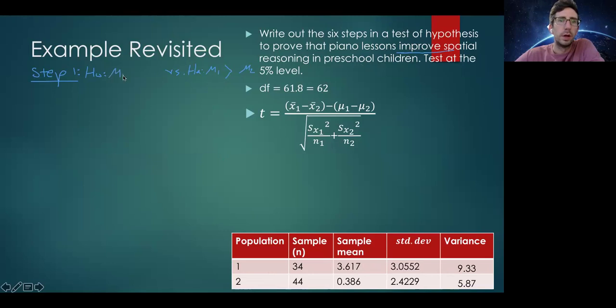And as always, with these differences, we're going to assume that they are just equal, okay? That the average score of the students who do take piano lessons is equal to the average score of students who do not take piano lessons.